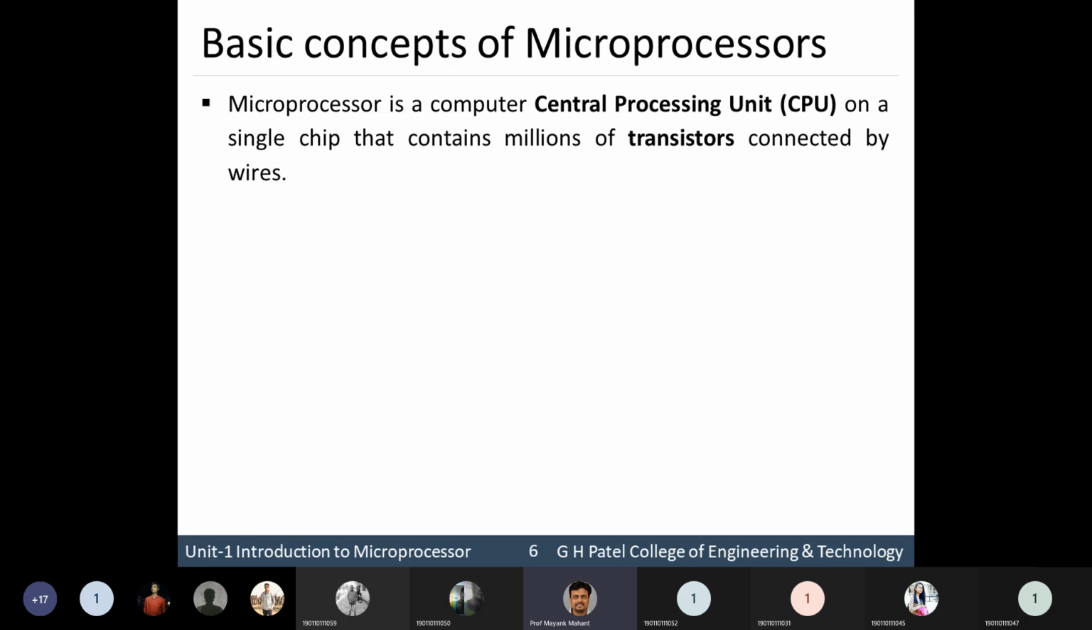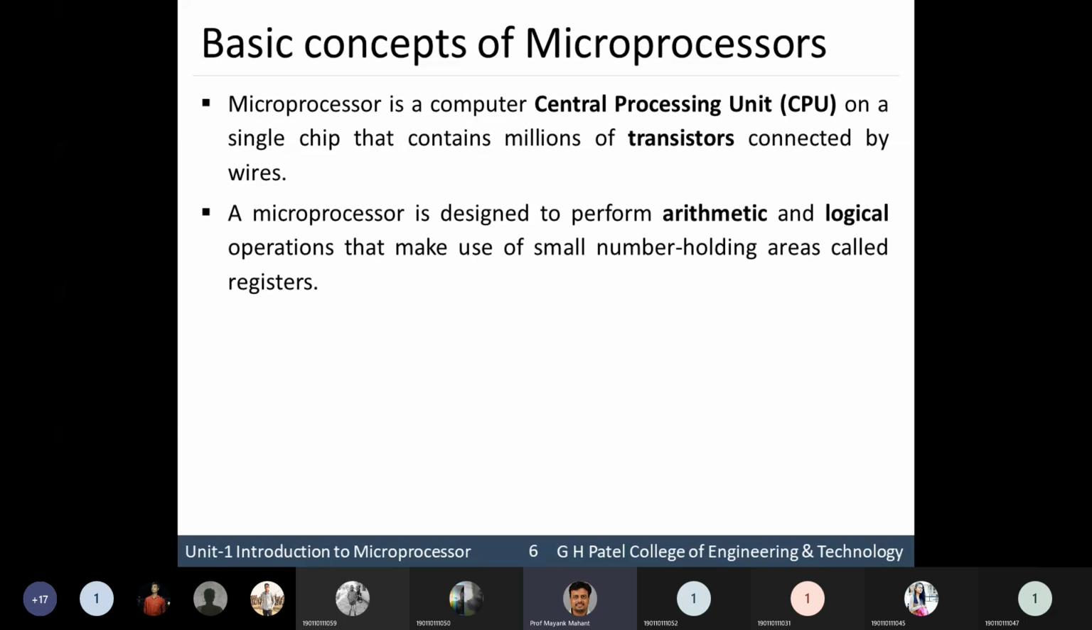So we generally rely on the CMOS technology. There are millions of transistors used to support this type of process, and they are all interconnected with wires. A microprocessor is designed to perform arithmetic and logical operations, making use of small number-holding areas called registers. Already we have discussed that it will take help of registers to do the arithmetic and logical operations.